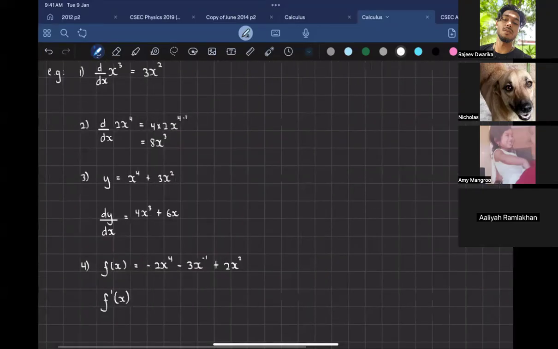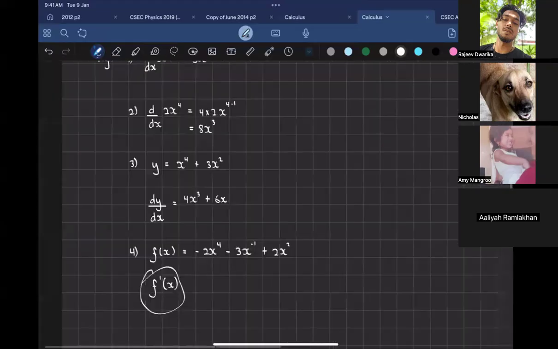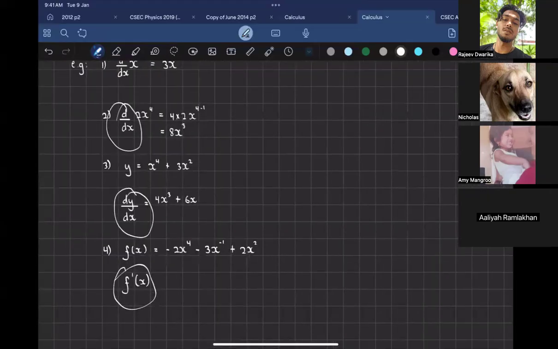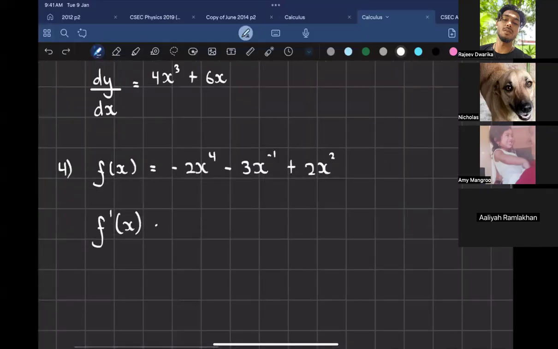Yeah, so right now I'm showing you all the basics and the different ways they could bring the question. They could ask you for d dx. They could give you a function in terms of y and x, and then they could give you f of x is equal to something. So this is the first derivative, this is the first derivative, this is the first derivative. All these are the first derivatives. So Nicholas, how would I differentiate this?